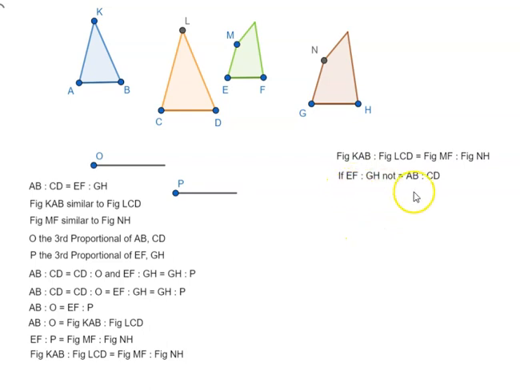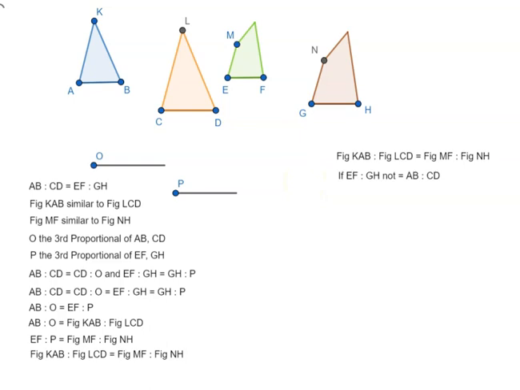Let us say that these magnitudes are not in proportion: EF is to GH is not equal to AB is to CD. Since we have assumed that, let's find one more magnitude which is in fact such that EF is to the other magnitude is equal to AB is to CD.